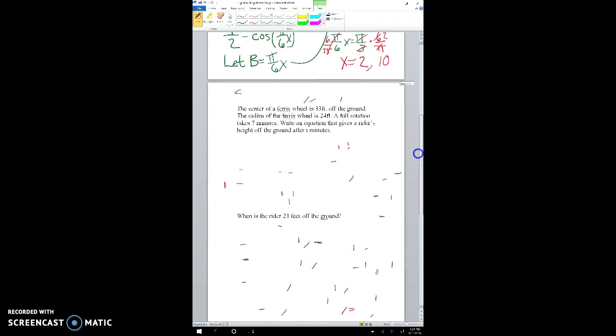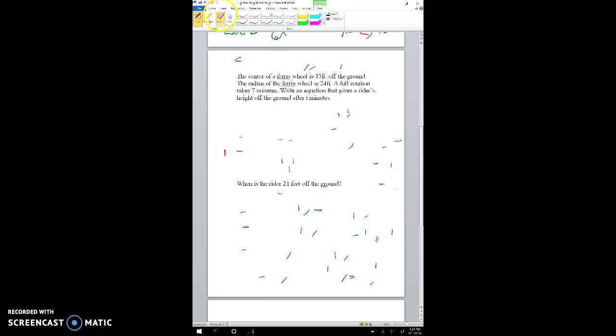Okay. Oh. Look where all my disappearing marker marks went. Okay.